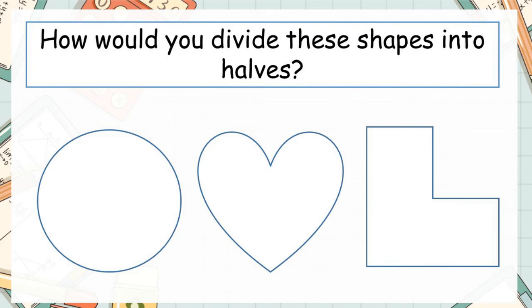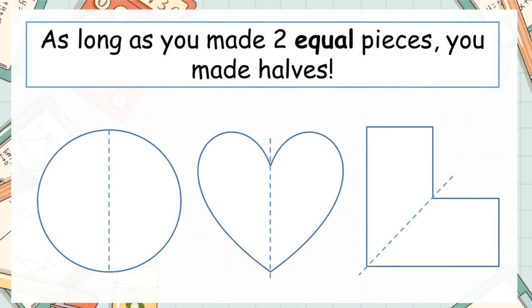Well, as long as you made two equal pieces, you've made halves. So you might have divided them like I did here, or you might have divided them a different way. As long as the two pieces you made are equal, well then, they are halves.